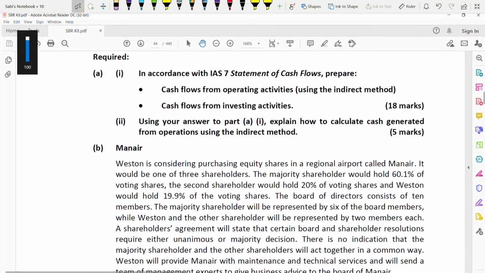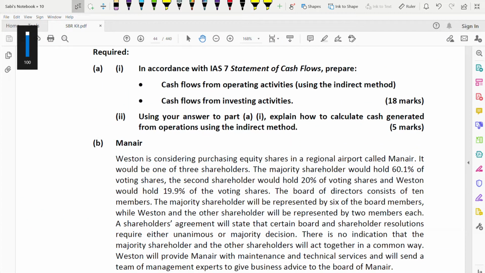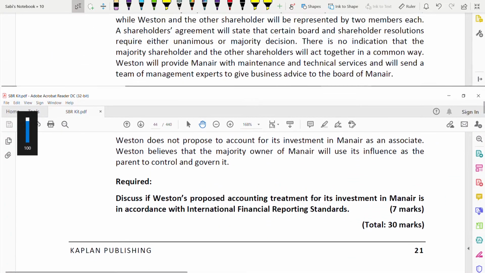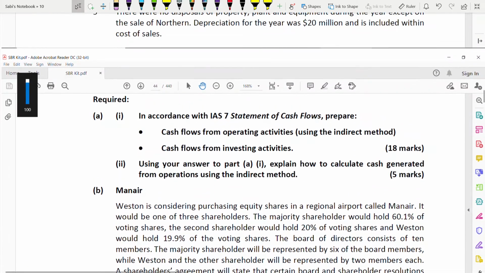So you have been given a para after part B. That means only this para is required for requirement B. So you don't need the previous requirements for this one. So let us read requirement A.